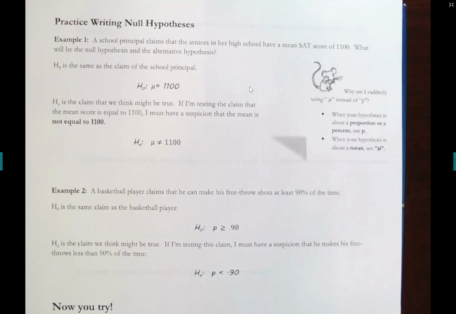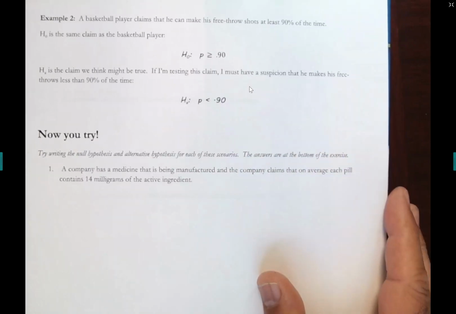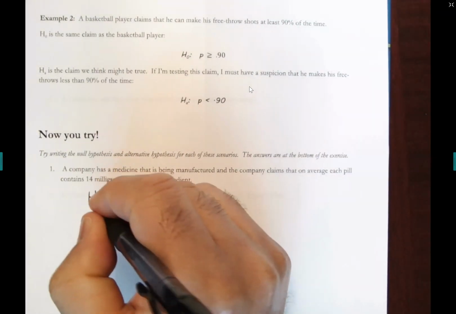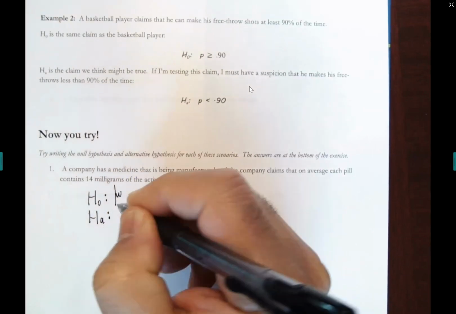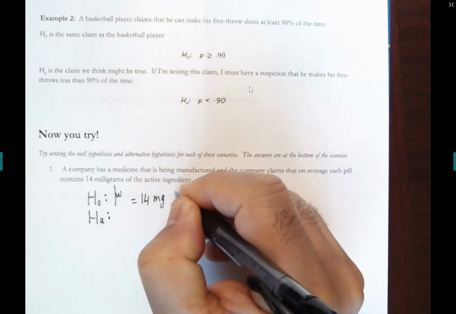Let me go through, you try it, the ones that did not have answers. So try writing the null hypothesis and the alternative hypothesis for each of these scenarios. A company has a medicine that's being manufactured, and the company claims on average each pill contains 14 milligrams of active ingredients. Okay, what did you guys put here? On average, contains means equal. So that's equal, 14 milligrams. That's their claim.